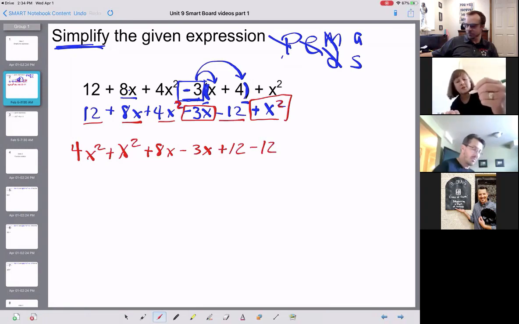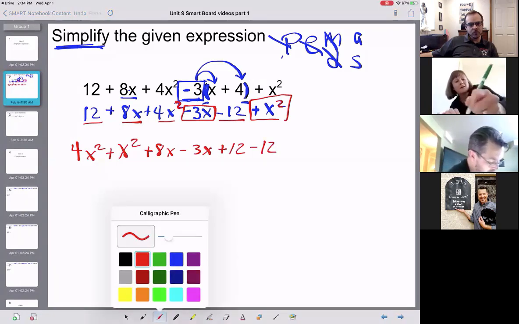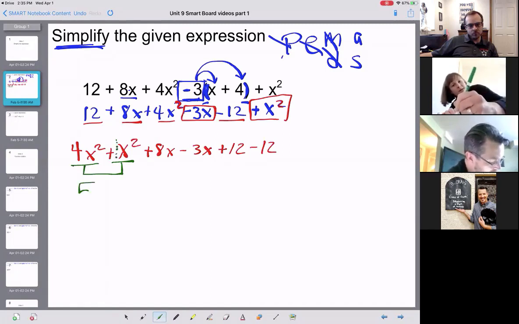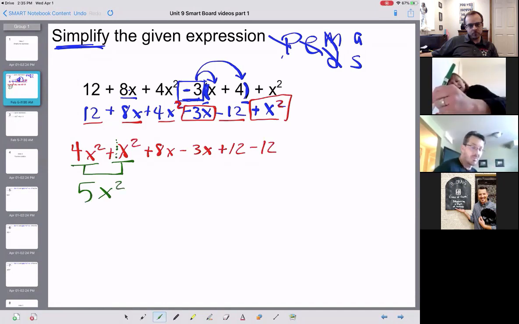Now that our like terms are all together, it's time to combine. We have 4x squared and x squared. Remember, this is 1x squared. So when we add them together, we'll have 5x squared. When we look at our next two like terms, we have 8x minus 3x. So that will be 5x.